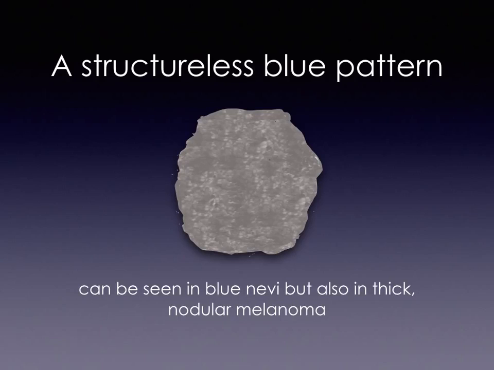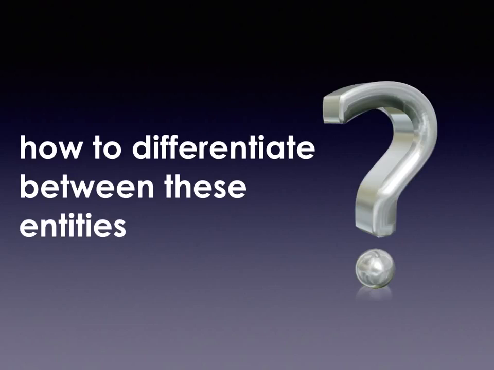We know that a structureless blue pattern is the hallmark of blue nevi, but this pattern can also sometimes be seen in thick nodular melanoma. Now the question is: is there any way to differentiate between these two different entities?